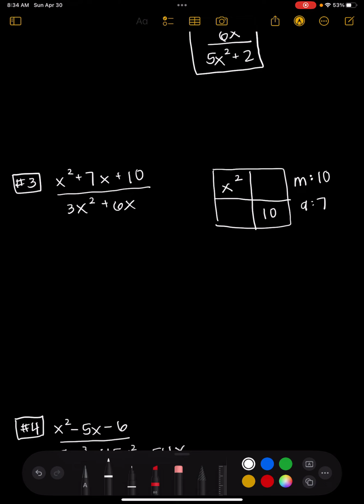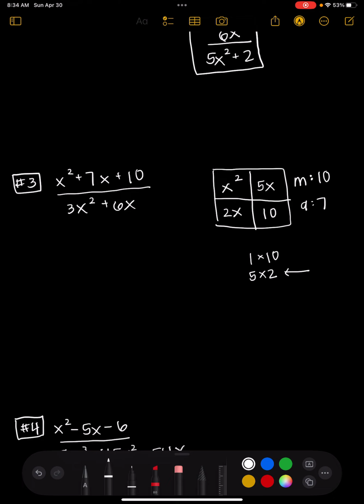If I multiply to be 10, I can say 1 times 10, or I can say 5 times 2. Those are the only two things that multiply to be 10, which means that in order to add to be 7, I'm going to use the 5 and the 2. So I put a 5x in one box, a 2x in another box. It doesn't matter which box it goes in, but you do have to add the x's.